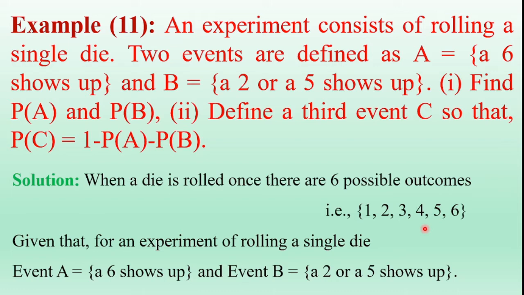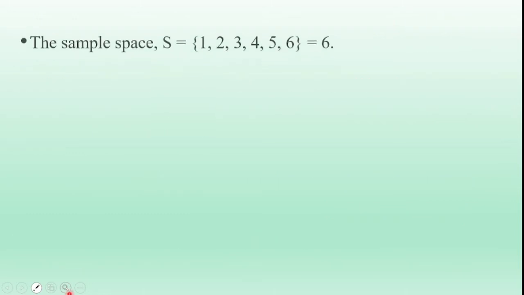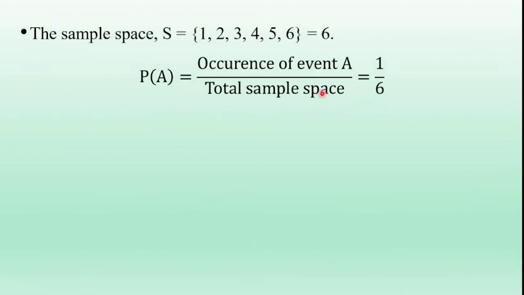We know that from the definition, the probability of any event is equal to the number of favorable outcomes divided by the total number of outcomes of the experiment. Here the total number of outcomes is 6. Event A is that a number 6 shows up. Out of this sample space, the favorable outcome is 1. Therefore, the probability of A is 1 by 6.